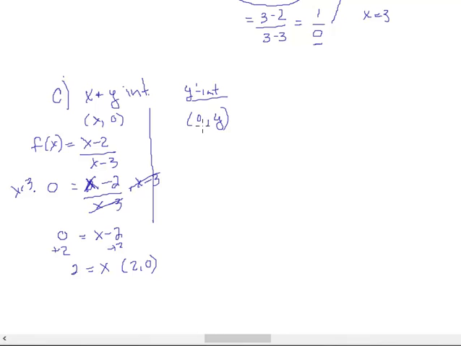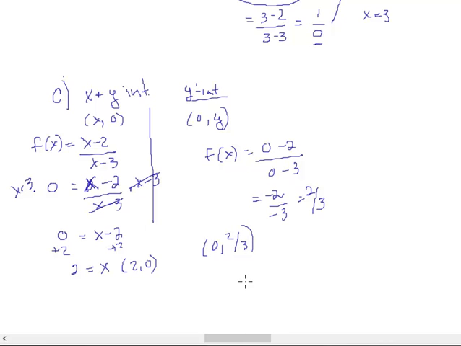This time we're going to put 0 in for x and find y. So remember, y is f of x, so that's what I'm looking for. And I'll have 0 minus 2 over 0 minus 3. Or 0 minus 2 is negative 2, 0 minus 3 is negative 3, so that gives me 2/3, and a y-intercept of (0, 2/3). So I have two intercepts, (2, 0) and (0, 2/3). Okay, so I'm going to stop this one here and we'll look at 2 examples on the next video.